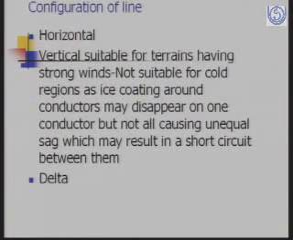Then these were the major equipment being used in an overhead line, and the configuration of the line can be horizontal, vertical or delta. The vertical configuration is not suitable for cold regions as ice coating around conductors may disappear on one conductor but not all, causing unequal sag which may result in a short circuit between them. So the three types of configurations being used are horizontal, vertical and delta for the overhead lines.